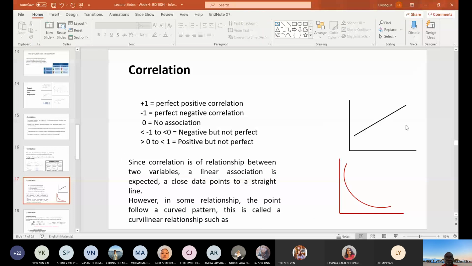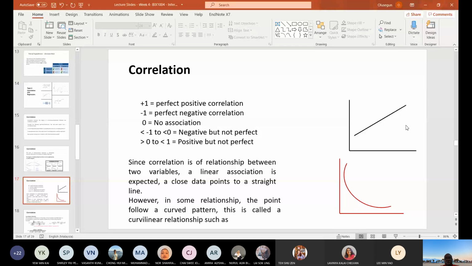In measuring correlations, correlation ranges from -1 to +1. Perfect positive correlation will give you +1, while perfect negative correlation will give -1. When there's no association between two variables, you have 0. When it is between -1 and 0, we have negative, and when it is greater than 0 but less than 1, we have positive.